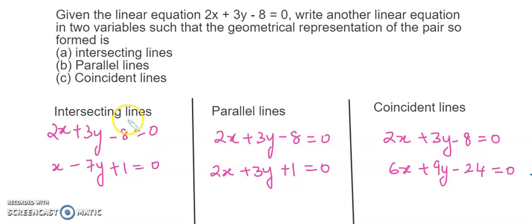So if one equation is given, how will you make a second equation? To make an intersecting line, just take any coefficient of x and y and change it completely. It will represent an intersecting line. If you want to make parallel lines, you keep the same coefficients of x and y, and just change the constant. If you want to make a coincident line, you multiply the whole given equation by 2, 5, minus 1, any number. Okay? Hope this is clear.